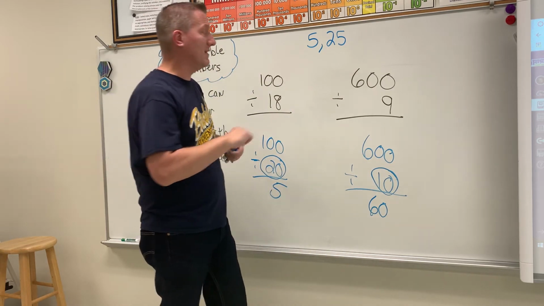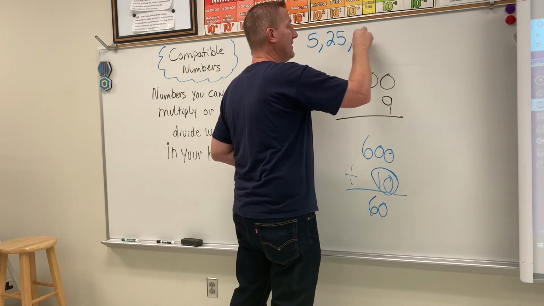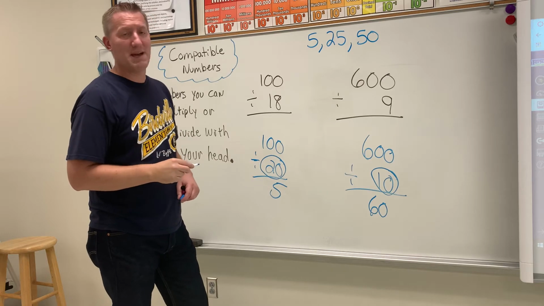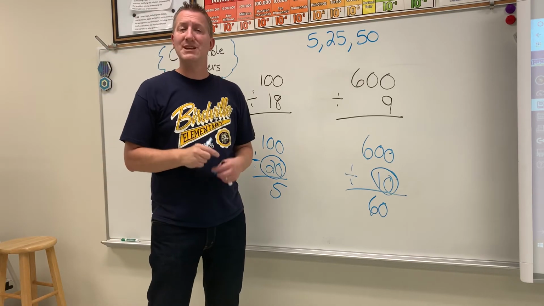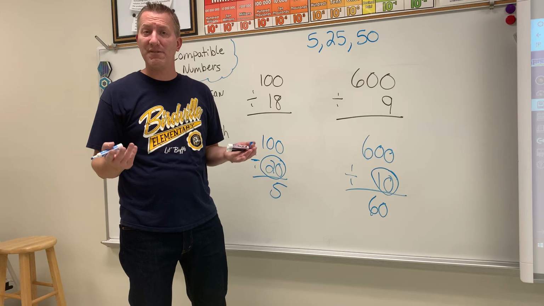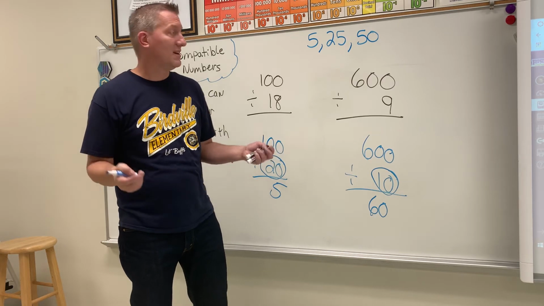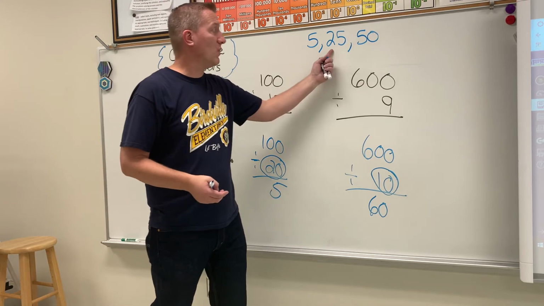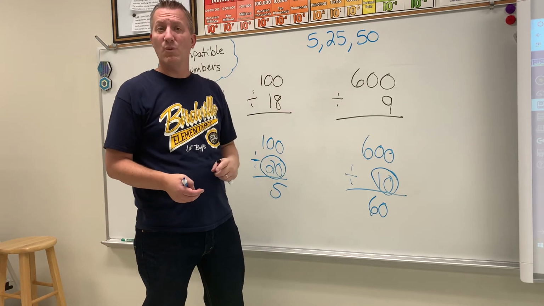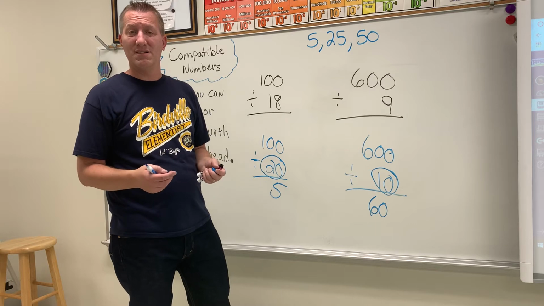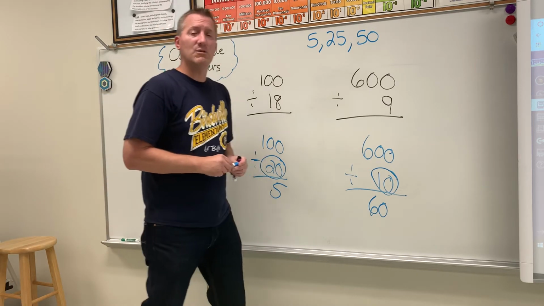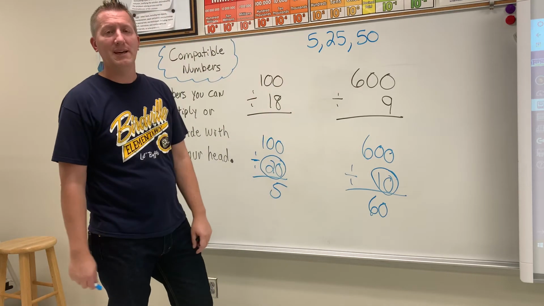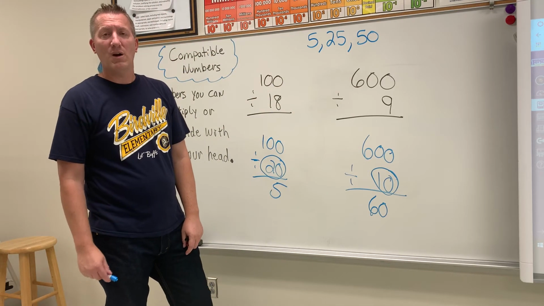Another compatible number would be 50. 50 is another compatible number, because you know 50 cents is half of $1. 25 is 1/4 of $1. So those are some other compatible numbers, along with 10 and 20.